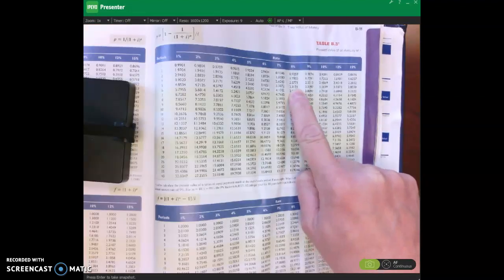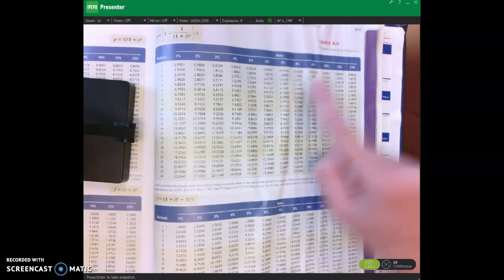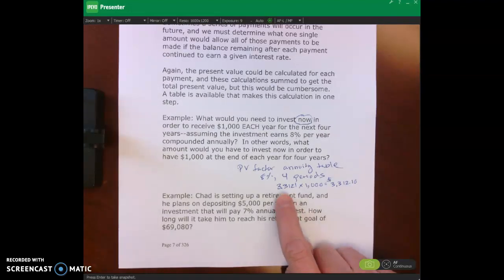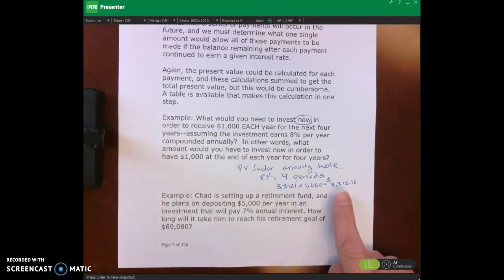Here it is, 8%, 4 periods. Table B.3 is our present value of an annuity factor, 3.3121. Then I can multiply this 3.3121 times my annuity to derive my present value. So I just showed you how to get that present value factor, 3.3121. I multiply that times the annuity amount, and this gives me my present value.